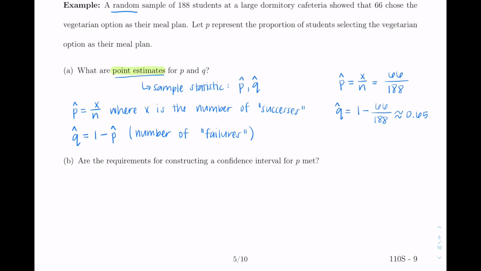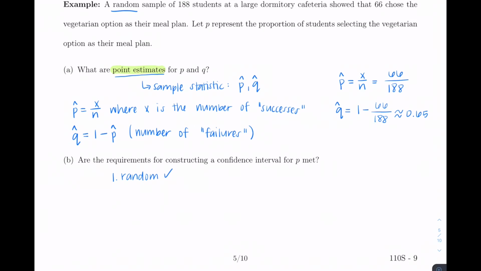So now if we look at the second part of this example, it asks us if the requirements are satisfied for constructing a confidence interval. And so the first requirement is to make sure that your sample was random, that there was no bias in your sample. And so yeah, we can see that our sample was random. The second requirement is to make sure that the p hat distribution is approximately normal.